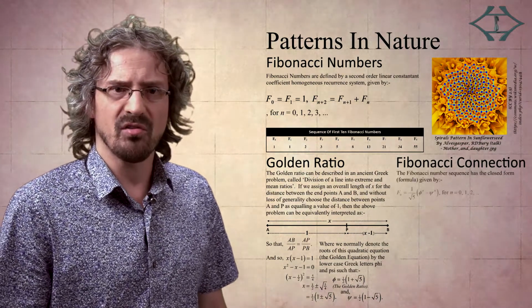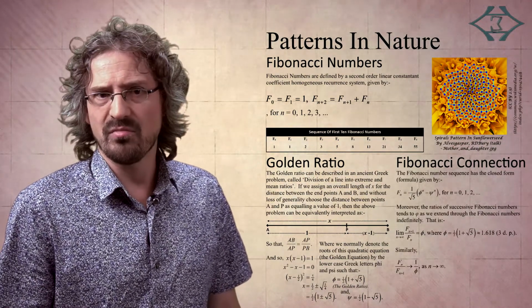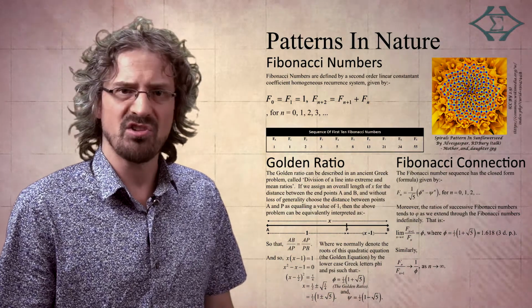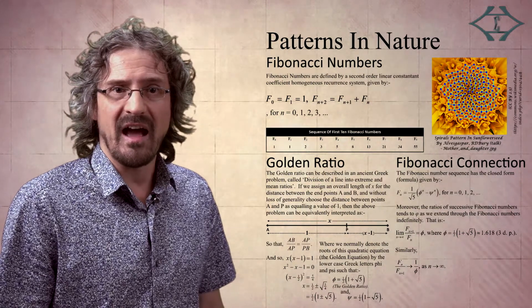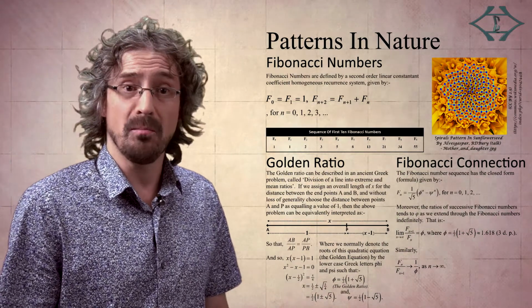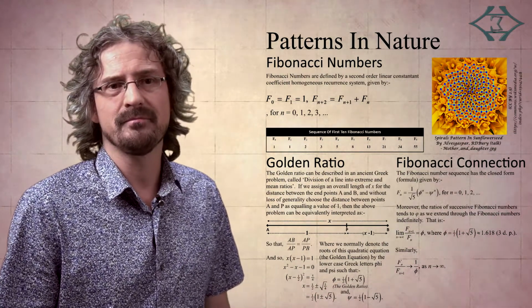Moreover, the ratios of successive Fibonacci numbers provide increasingly better approximations to phi. Indeed, said ratios tend to phi as we extend through the Fibonacci numbers indefinitely. The critical angle of 137.5 degrees is possible owing to it not being a factor of 360 degrees, thereby allowing a more efficient means of packing the florets into the available space on a sunflower head.